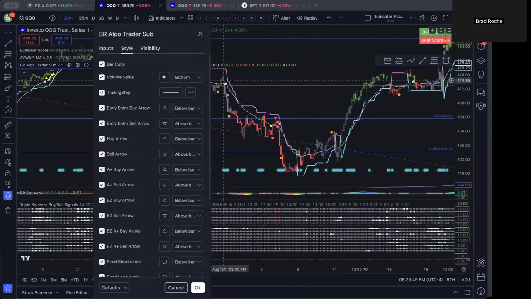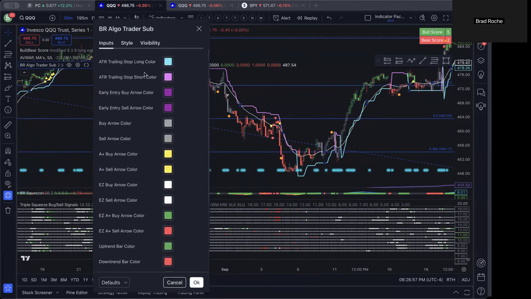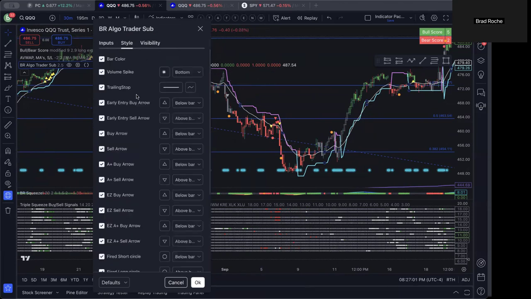In a recent update, and you can change the colors however you want on literally any of this stuff. Okay, so you can update any of this and change it to the colors that you like. They're just set to what I personally use on a day-to-day basis. So the bar color: if it's in an uptrend, it's going to be green. If it's in a sideways, trendless market, it's going to be gray. And if it's in a downtrend, it's going to be red.